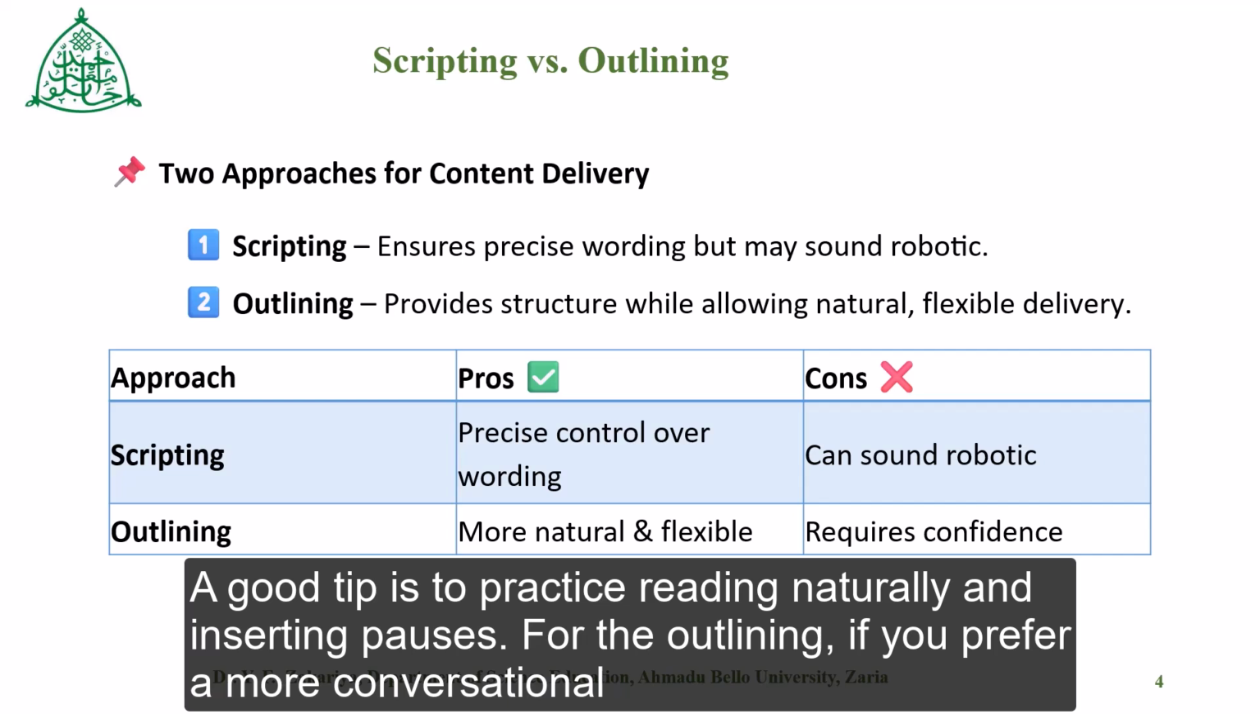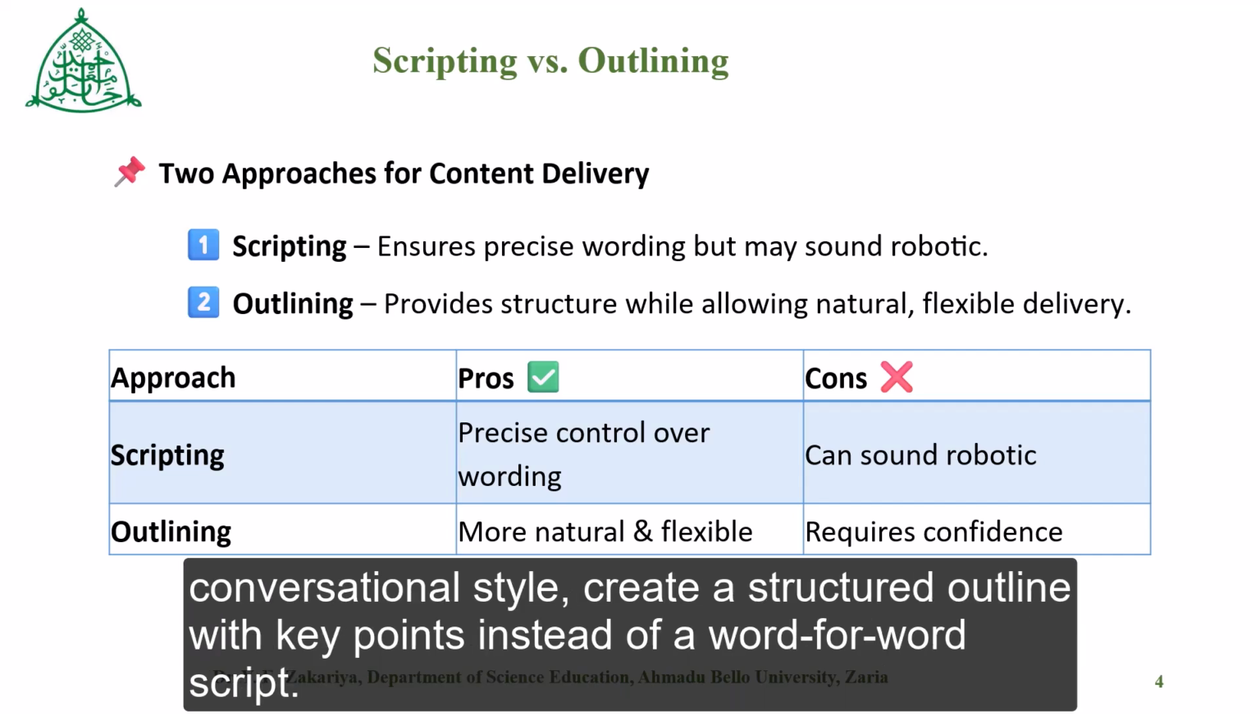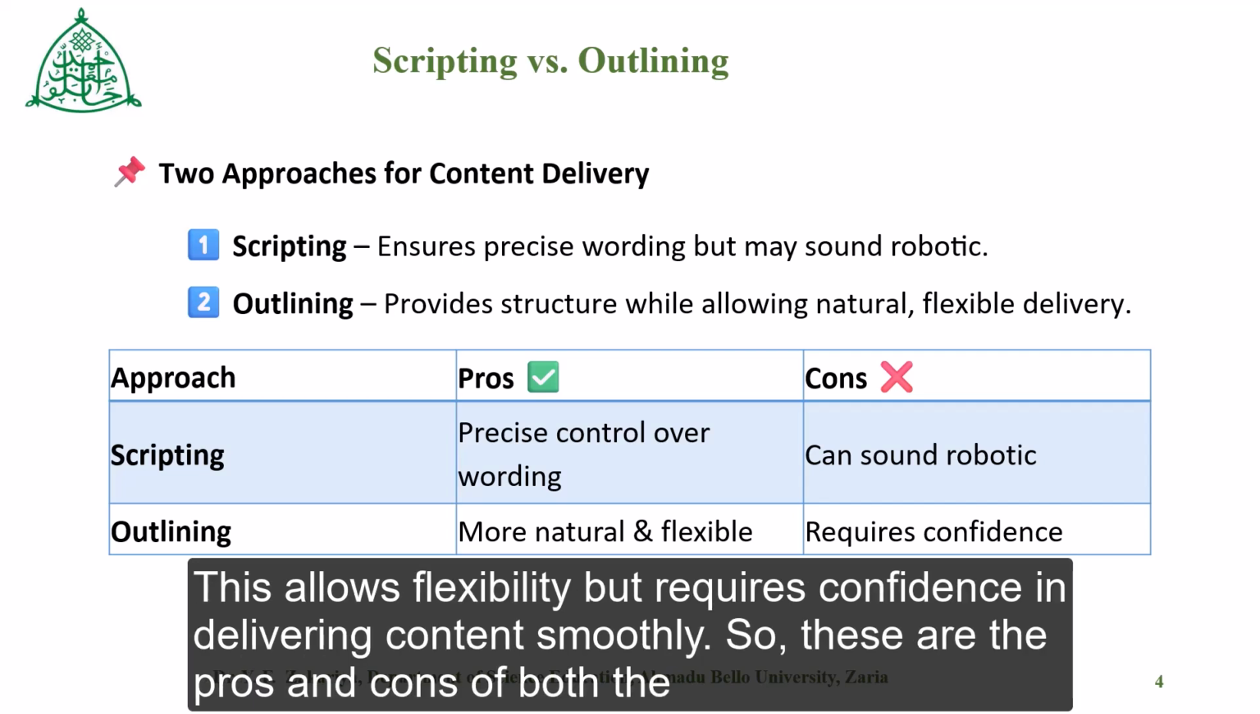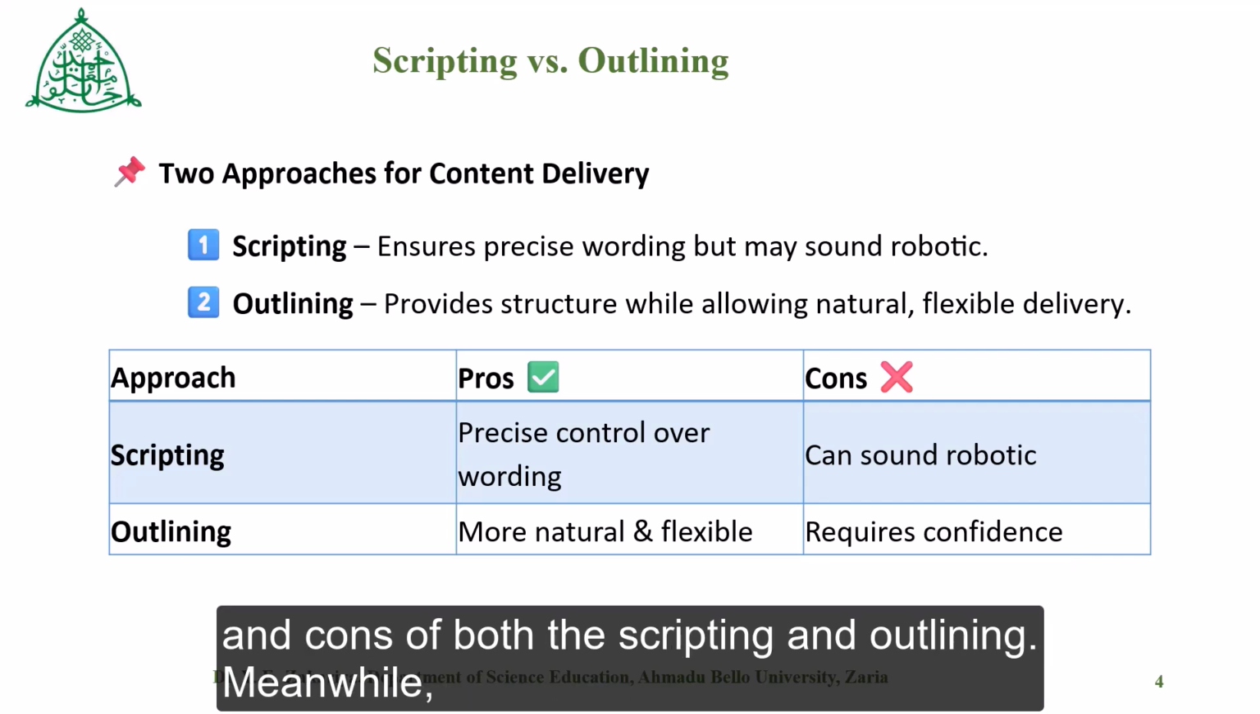For outlining, if you prefer a more conversational style, create a structured outline with key points instead of word for word scripts. This allows flexibility but requires confidence in delivering content smoothly. So these are the pros and the cons of both scripting and outlining.